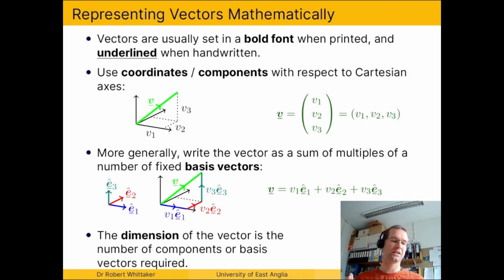So if we're dealing with things in 3D space, we'll have 3 components. We might want to deal with things in 2D space and have 2 components. If we've got some more abstract vectors, we might have more components than that. So we might have 4 components, 5 components, even hundreds or thousands of different components for more abstract vectors.